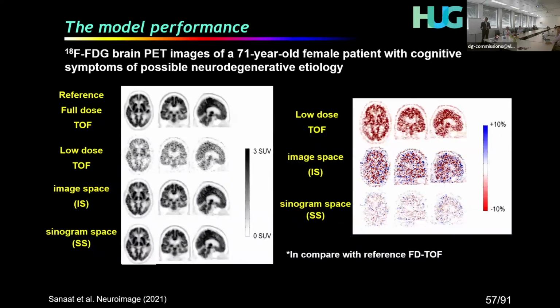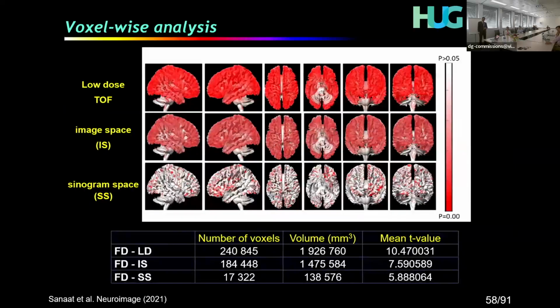You can see the low dose TOF images are very noisy. And when we are using our model, the quality is enhanced significantly. Again, in sinogram space, they perform better than in image space. We also did a voxel-wise analysis, and you can see there were 240,000 voxels with a statistically significant difference between full dose and low dose. And when we are using our method in sinogram space, this number of voxels can be reduced to only 17,000.